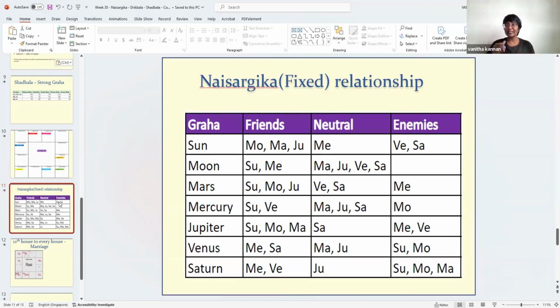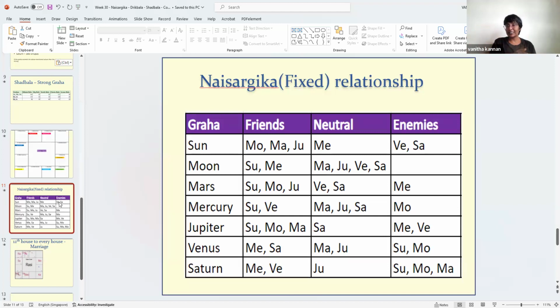Then neutral is Mercury. Why? Because he is the young princess, right? Father wants to be strict with him and wants to discipline him, but he doesn't hate him. That's why he's neutral. He doesn't want to show the entire love to him, even though he is a son, but he maintains the relationship in a neutral way. So for the sun, Mercury is neutral.